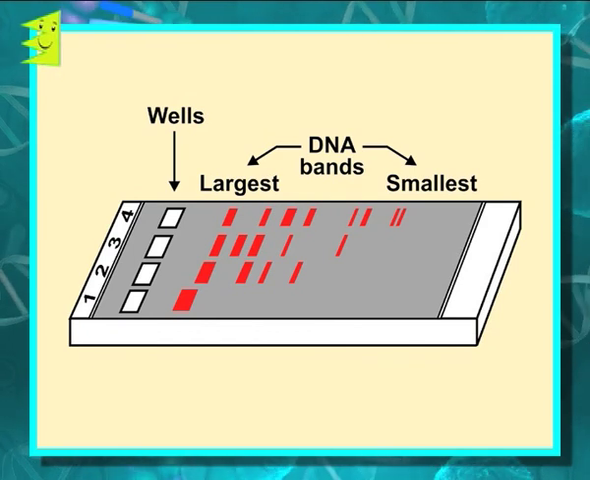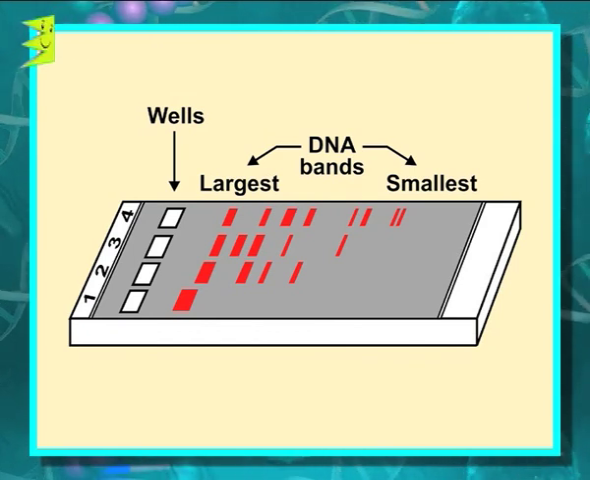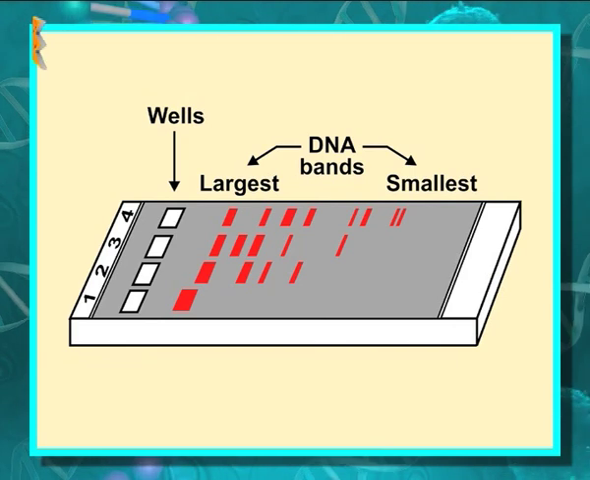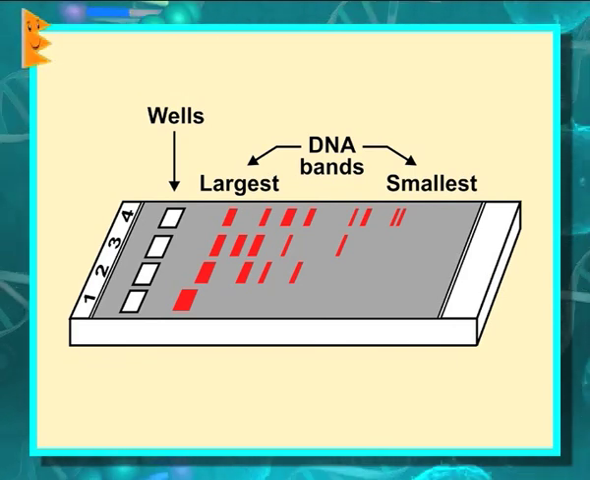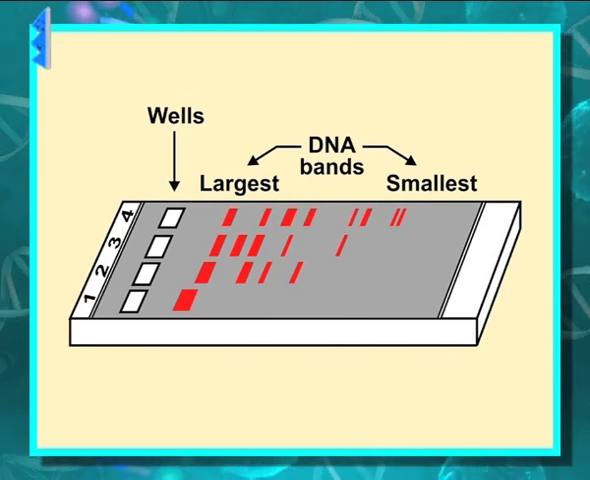Once this separation has been done, the visualization of DNA fragments is done by staining them with ethidium bromide and seeing them in UV rays.